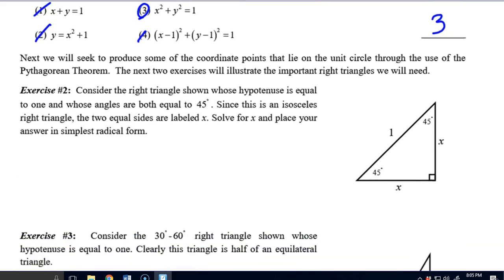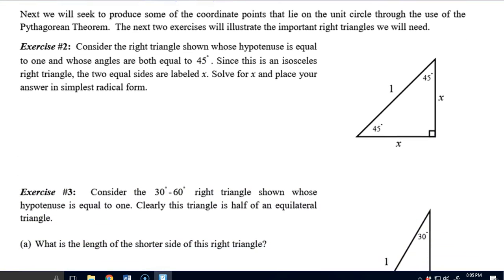So let's look at two very special triangles. These are the two important triangles that I'm going to need us to know in order to find exact values of trig functions, like sine of 45 degrees or cosine of 60 degrees or something like that. So we have this isosceles triangle, this 45, 45, 90 triangle. Let's use the Pythagorean theorem to try to solve for the unknown side.